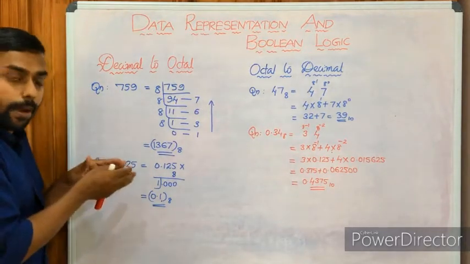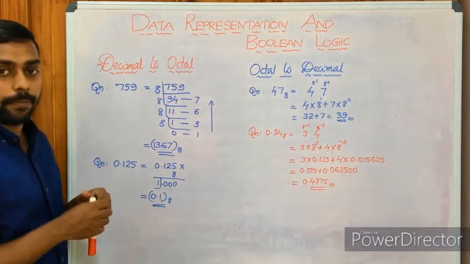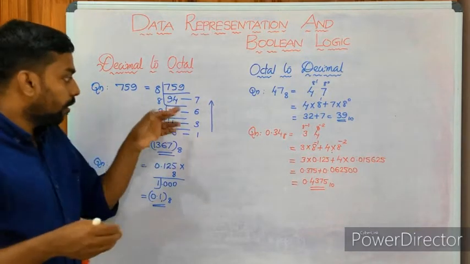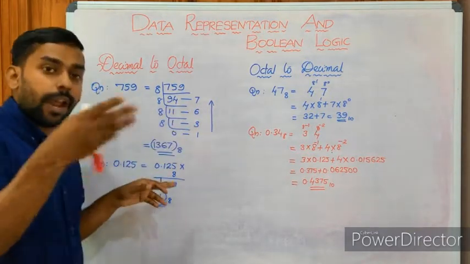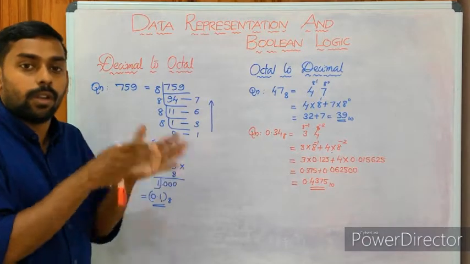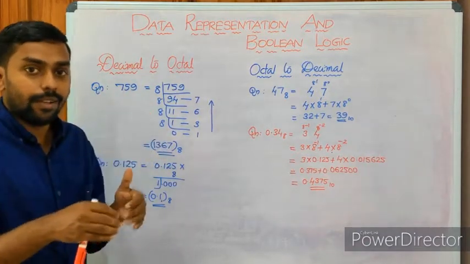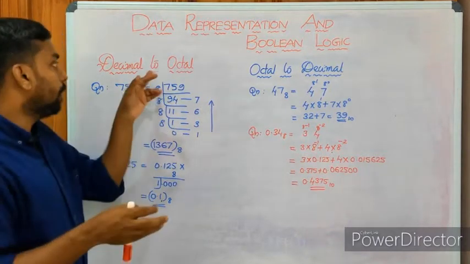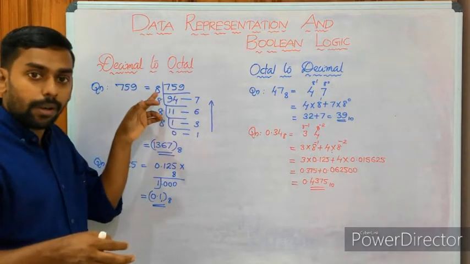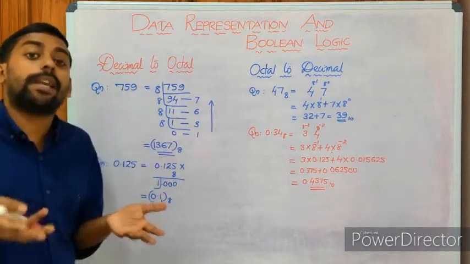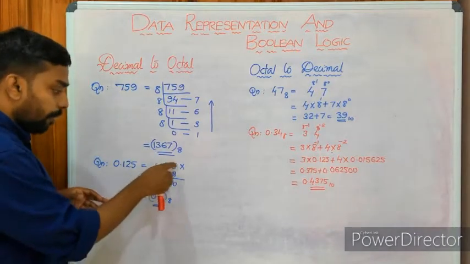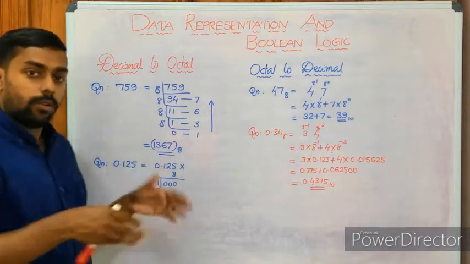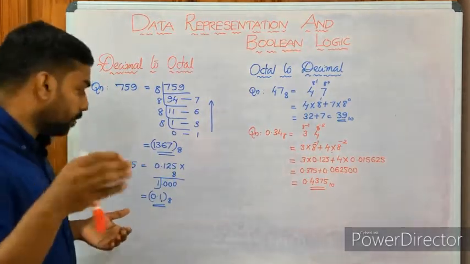Let's look at the fractional part. Here it is 0.125, which means 0.125 base 10. If it is division for the integral part, for the fractional part it is multiplication. We have seen the case of decimal to binary: for the integral part we follow division by 2, and for the fractional part multiplication by 2. In the same way here for decimal to octal, the integral part is division by 8, and the fractional part is multiplication by 8. 0.125 times 8 gives 1.000. When we get 0.000, there is no need to proceed further, because we keep getting 0 again.